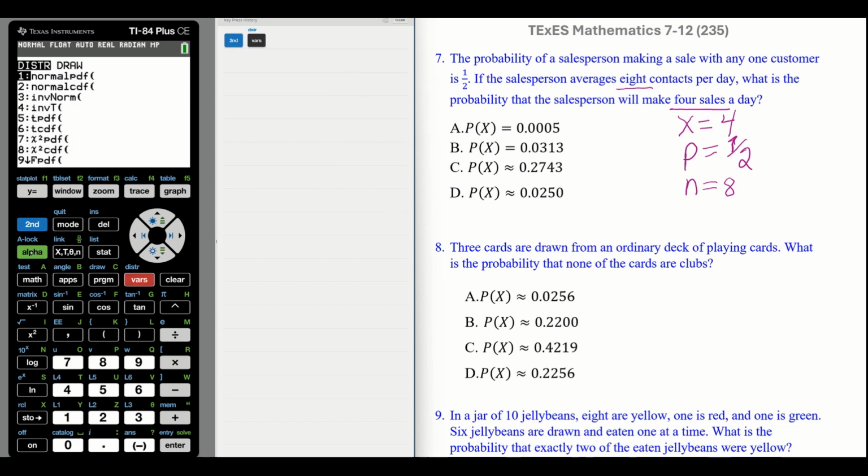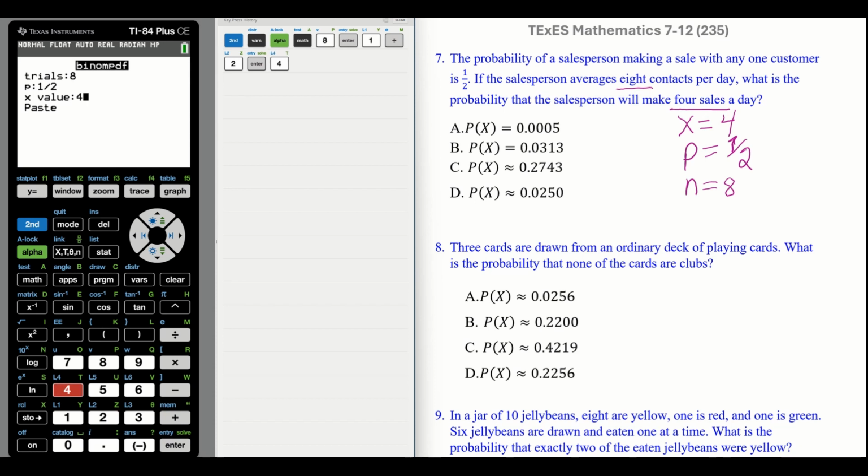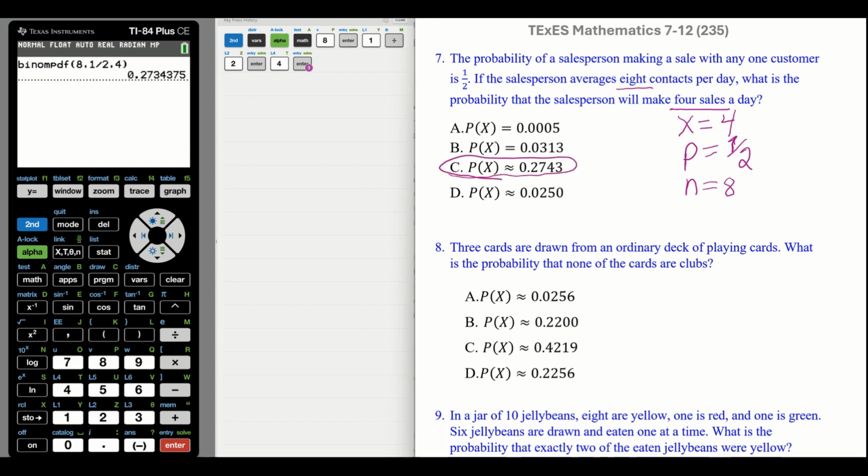Second, vars, alpha math, gets us right there. How many do we need? We need 8, enter. We have 1 divided by 2, enter. And our exact number for the future is 4. Enter again. Do we have a candidate? Yes, we do. Our candidate is C.